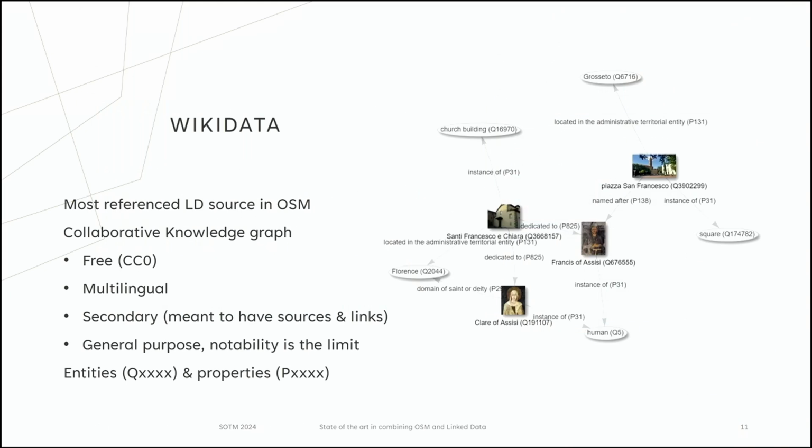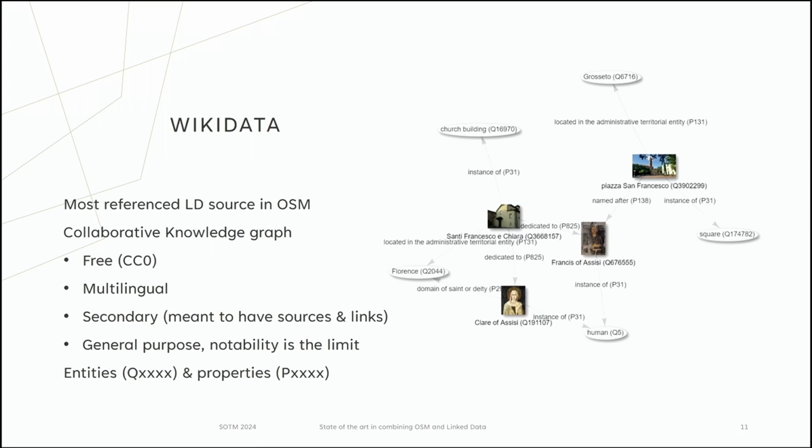But if we talk about linked data and OpenStreetMap, most people surely will think first about Wikidata. It is the most referenced linked data source from OpenStreetMap. It is an open knowledge graph, which is part of the Wikimedia family of projects. It acts both as a repository for information and the sources for that information, but also as a hub for the Wikimedia projects. For example, linking together Wikipedia pages in different languages about the same entity.